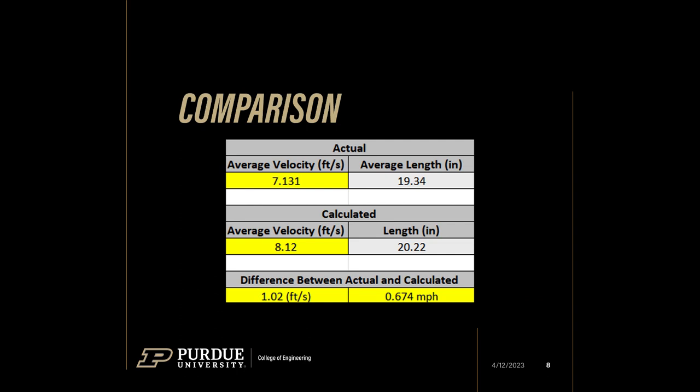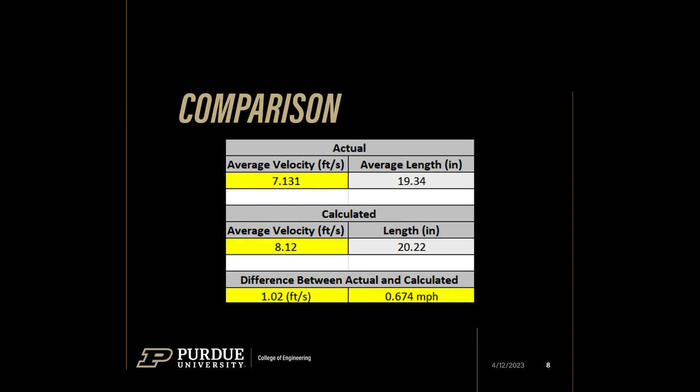So after using Fiji 4 different times to find our real world velocity, we get an average of 7.131, and that's pretty close to what we calculated. We were predicting it to be about 8.12 feet per second. So we get a difference of about 1.02 feet per second, and it's a little bit difficult to imagine things in feet per second because it's not a unit that we're used to. So looking at it in miles per hour, we're getting a tolerance within about 1 mile per hour, which is relatively accurate.